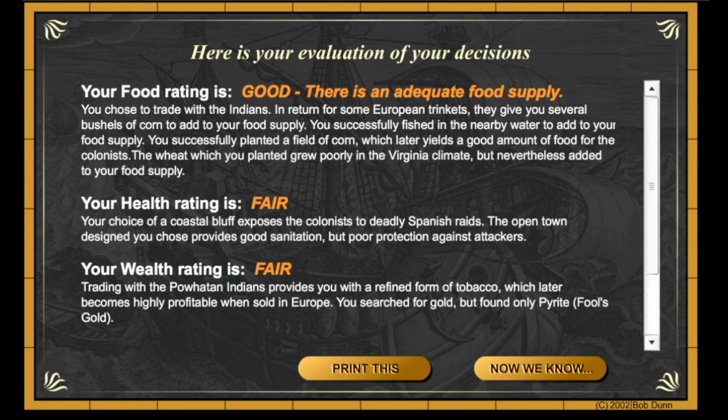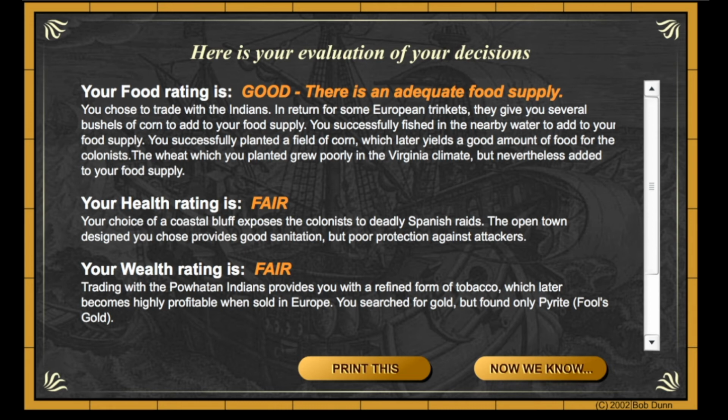All right. Well, here's an evaluation of our decisions. Our food rating is good. There's adequate food supply. So by planting a field of corn, we would have gotten food. The wheat, which we planted, grew poorly in the Virginia climate. But nevertheless, what did grow added to our food supply. But we did successfully fish. So that was really important.